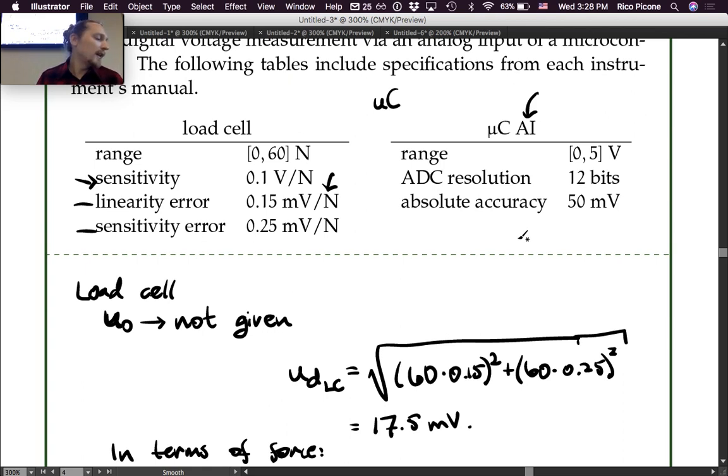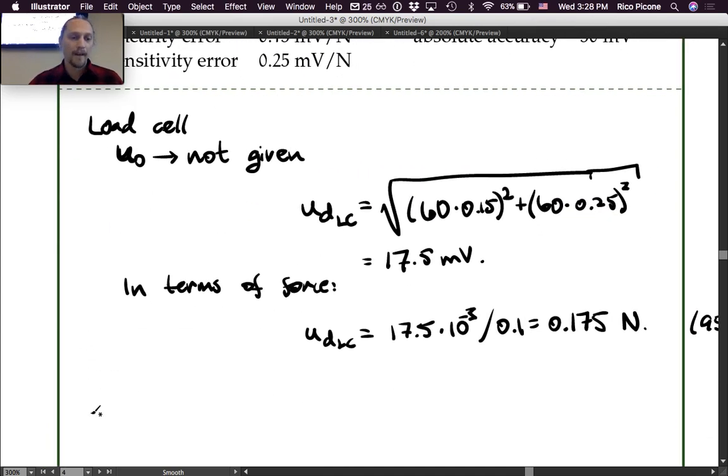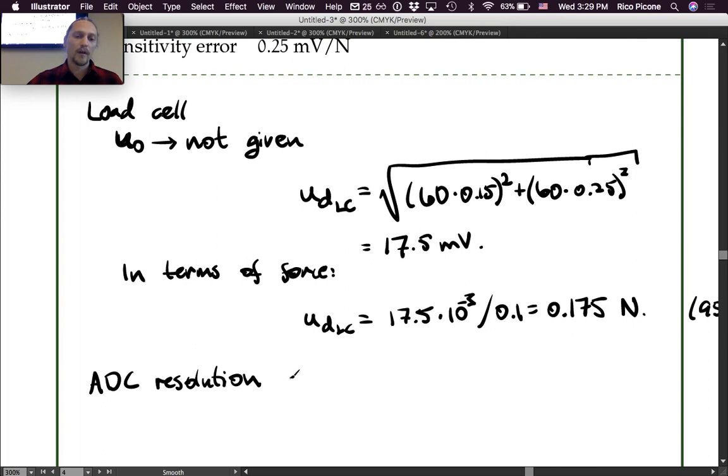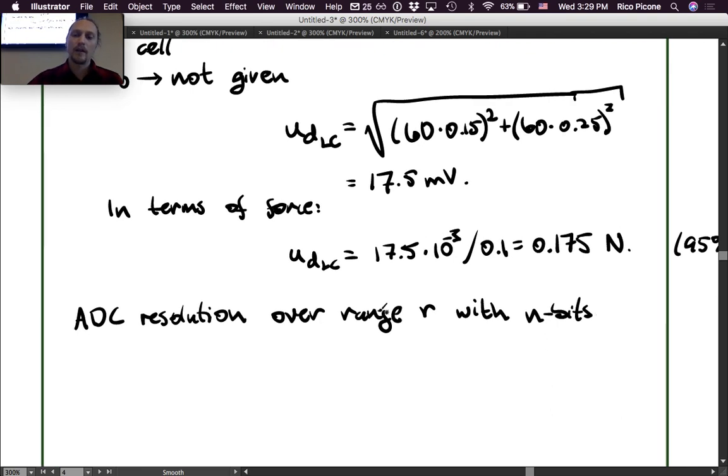An n-bit resolution analog to digital conversion over a range R gives resolution, so AD conversion resolution over range R with n bits has resolution R divided by 2 raised to the n power.